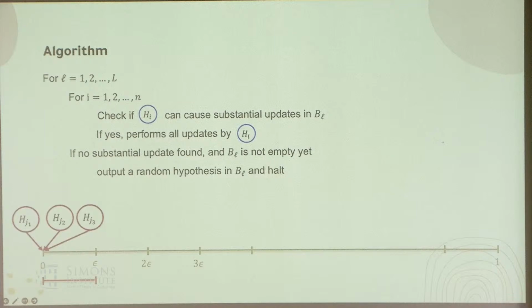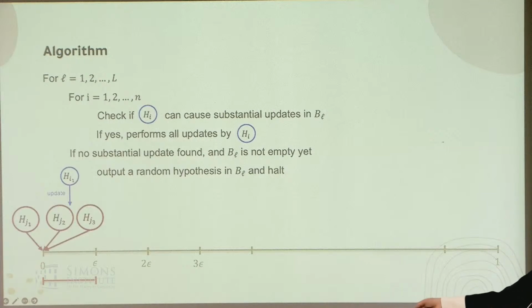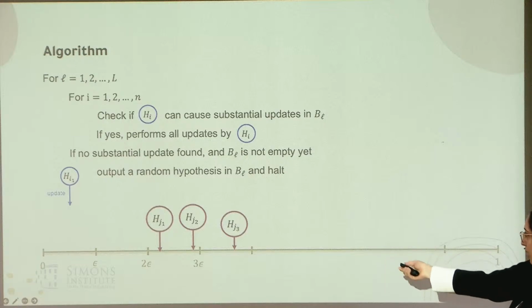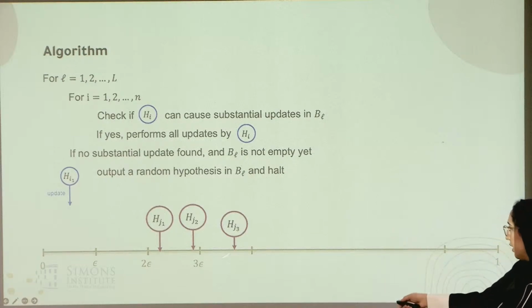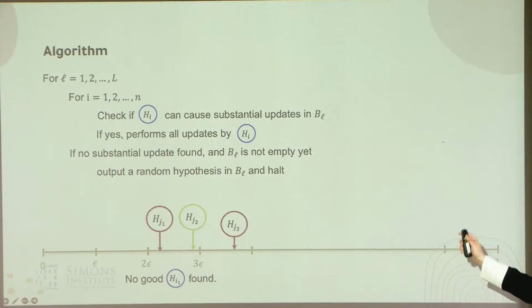So let me give you a pictorial description of this algorithm. At the beginning, everyone is at point 0, all the W_i's are at 0. I start with bucket 1. Updates happen. If an update is substantial, it could kick the hypothesis out to other buckets. Then I move to the next bucket. It's empty, so I move to the next bucket. Here, maybe I don't find any good updater. What happens in this case is that I select one of the members of this bucket uniformly at random and just output it. That's the algorithm.